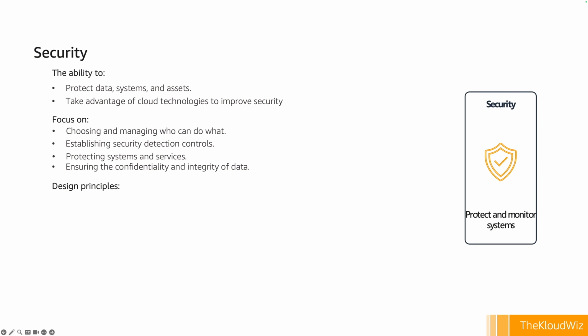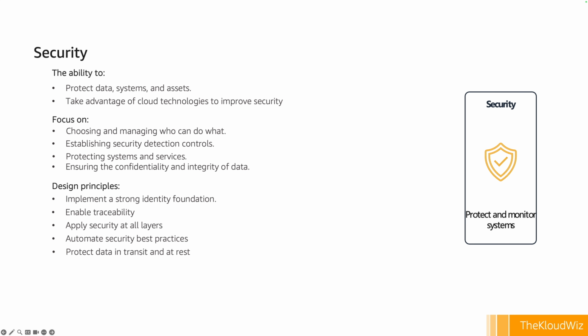And the design principles we are going to focus on are implementing a strong identity foundation and enabling traceability. Traceability here means that you make sure that every action, every operation done in your AWS account is logged or accounted for. Applying security at all areas, automating security best practices, protecting data both in transit and at rest, and keeping unauthorized people away from data. You can also find more guidance or details on the security pillar by reading the security pillar white paper.